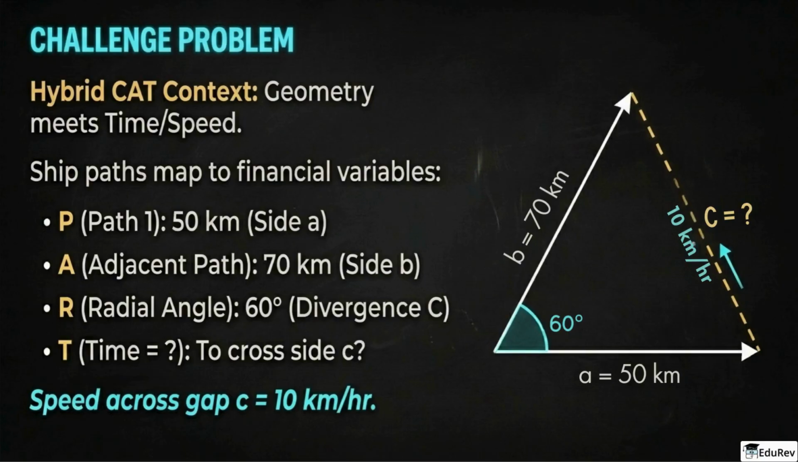Once you visualize the triangle clearly, C becomes the third side opposite the 60-degree angle, and only after finding that distance do you bring in the speed of 10 kilometers per hour to get the time. The key here is sequencing. Don't jump to speed too early. First fix the geometry, then move to time.